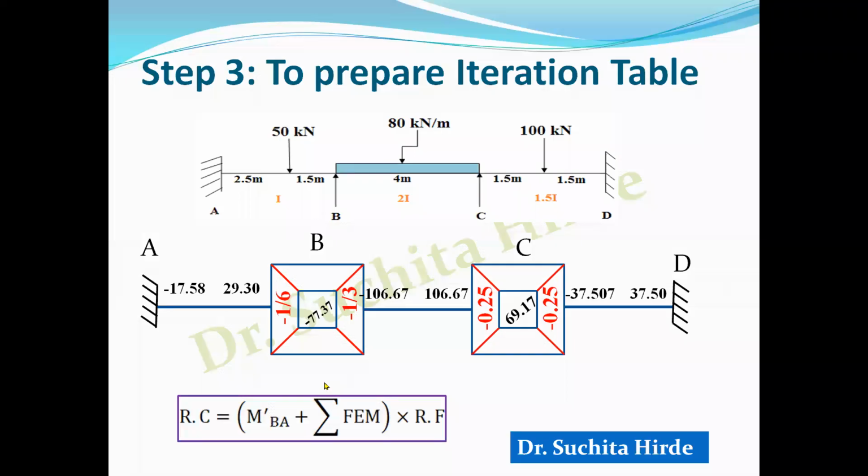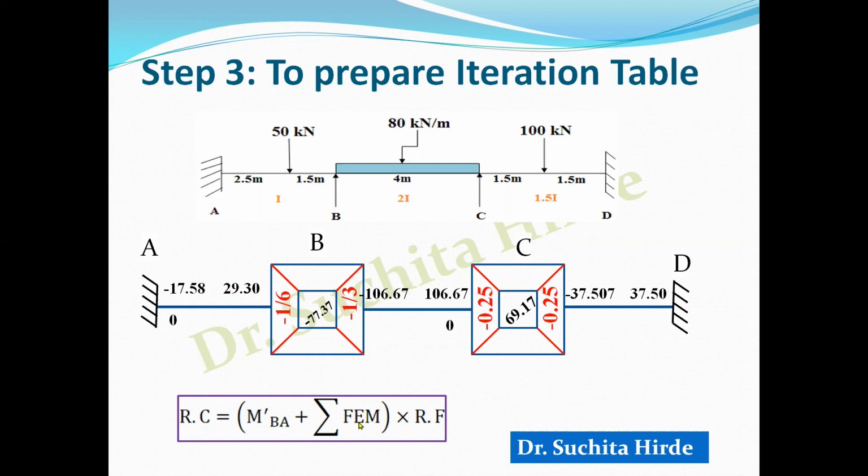Now to start the procedure, first we will go to joint B. Now at joint B, we will apply this condition. What is MBA? It is rotation contribution at far end. What is the far end for joint B? Far ends are A and C. So initially there are no values, so we will write 0 here. So these are nothing but MBA. It is called rotation contribution at far end. So initially we do not have any value here, so we will write 0, 0 here.